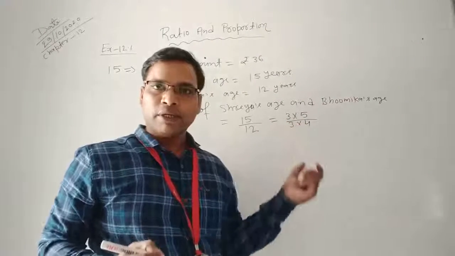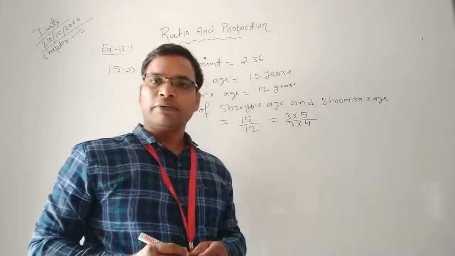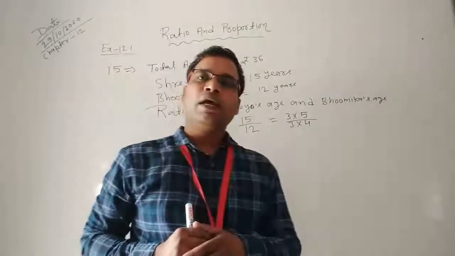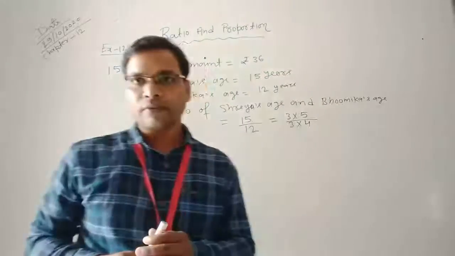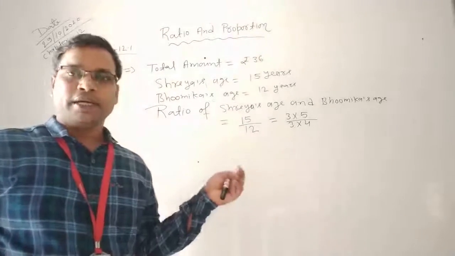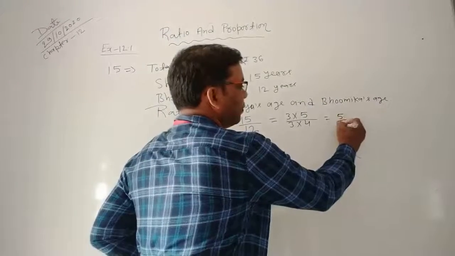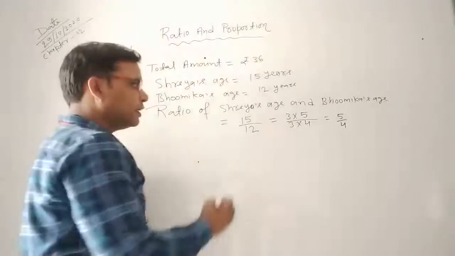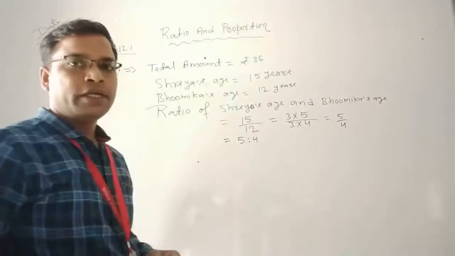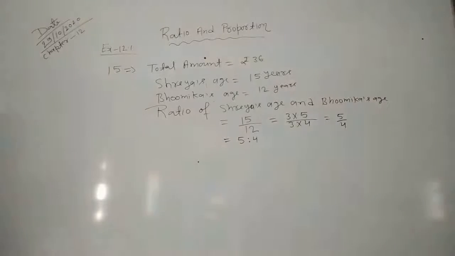So you can notice here 3 is common in numerator and denominator, so it will be cancelled. You know very well, if same quantity are divided, then we obtain quotient 1. And also we know that if you multiply by 1 in any number, you obtain that number. So in this way you can obtain here 5 by 4. Clear? So you can write it 5:4.